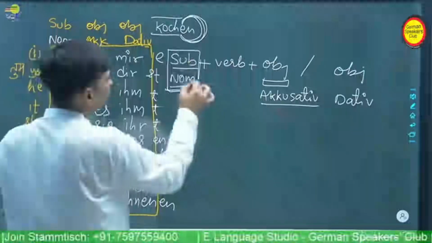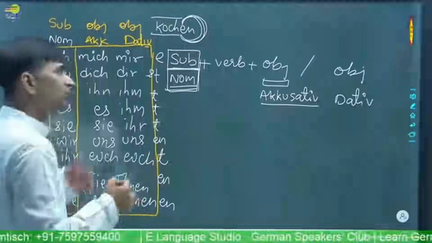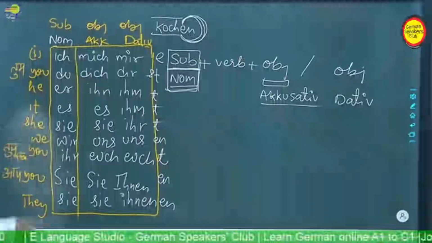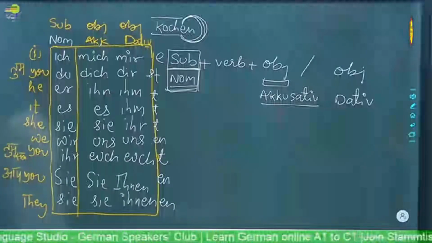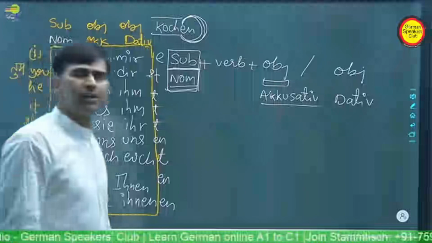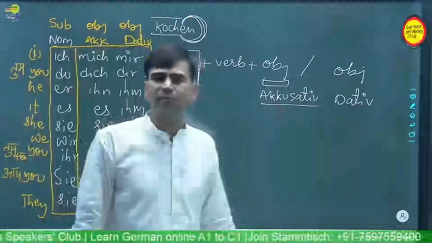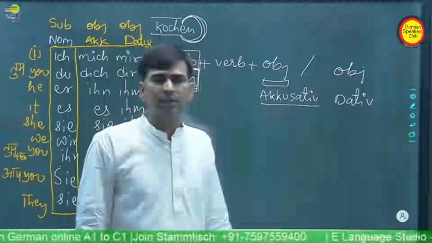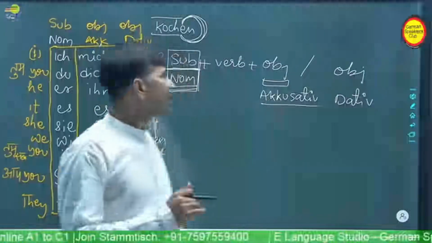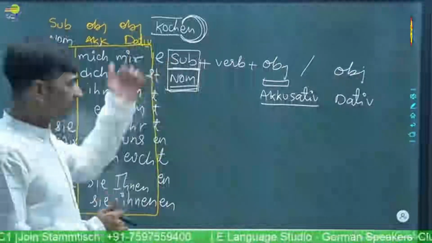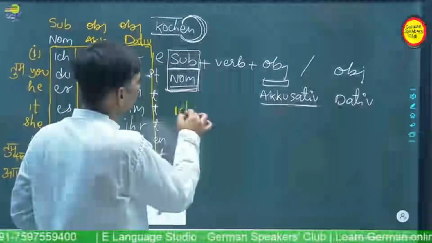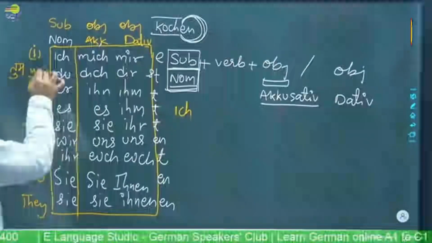So first we'll have the subject. After that there will be a verb, and then there can be an object. It is possible that the object isn't there. So let's say the question is who is cooking the food, and I say I am cooking. Ich koche. Kochen itself means to cook. So the sentence will become ich koche.